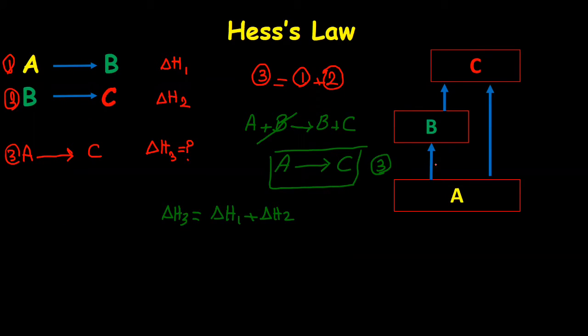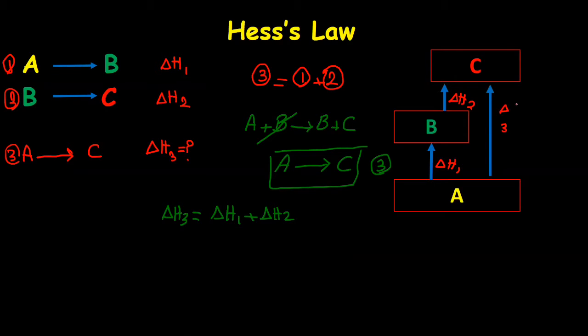As you can see in this diagram, A changed to B. So this one is delta H1. B to C is similar to reaction number 2, so delta H2. And this one is A to C, or similar to reaction number 3.